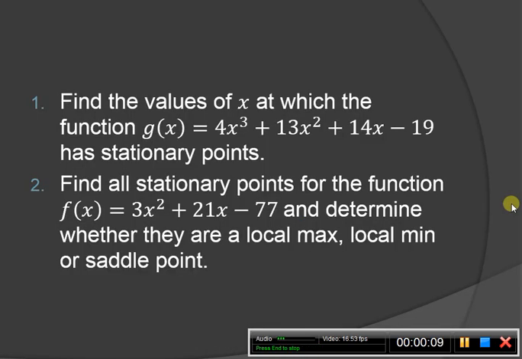Our two questions are: find the values of x at which the function g of x equals 4x cubed plus 13x squared plus 14x minus 19 has stationary points. Our second question is: find all the stationary points for the function f of x equals 3x squared plus 21x minus 77 and determine whether they are local max, local minimum or saddle points.